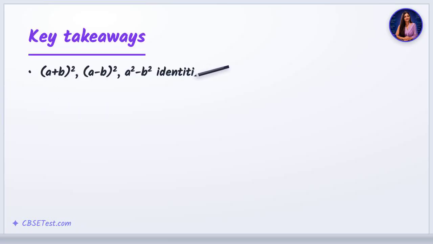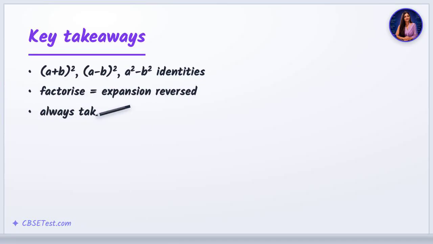To recap, master the three identities both ways. Factorizing is expansion in reverse, and always look for a common factor before anything else.